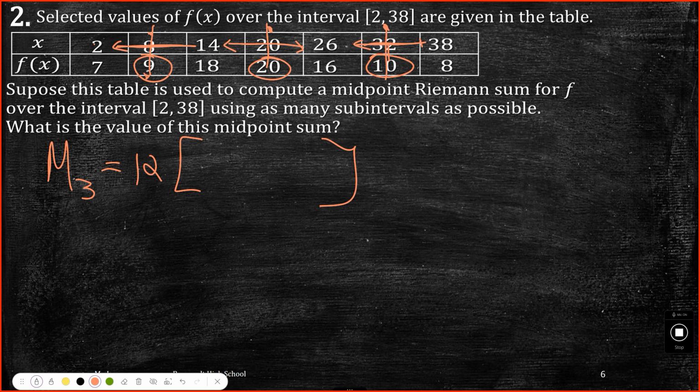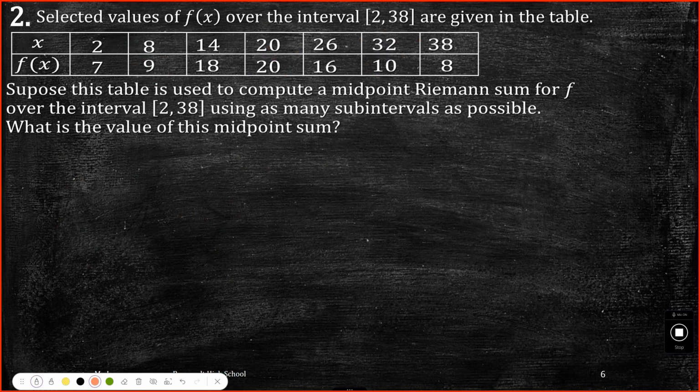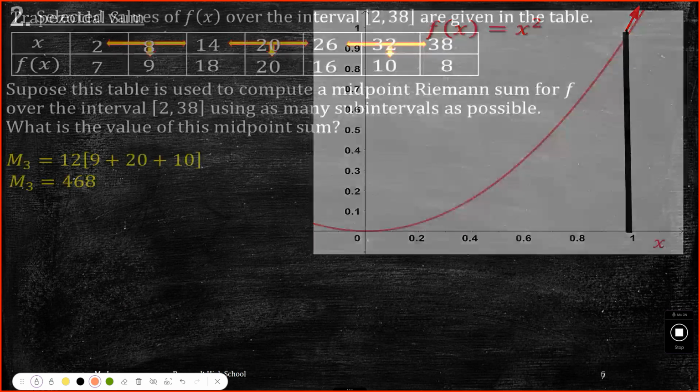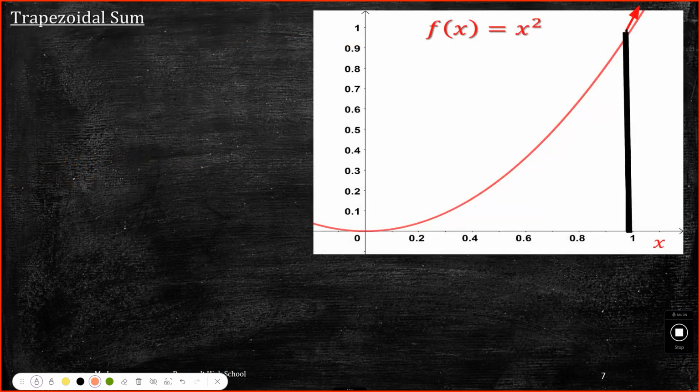What is this? 9 and what? Plus what? 20 plus what? 10? 39 times 12? What's 39 times 12? And there's the trapezoidal sum.